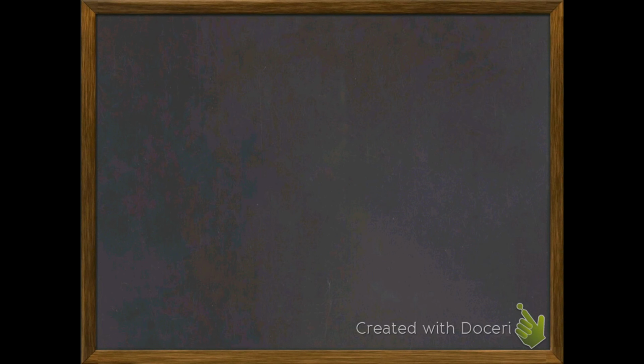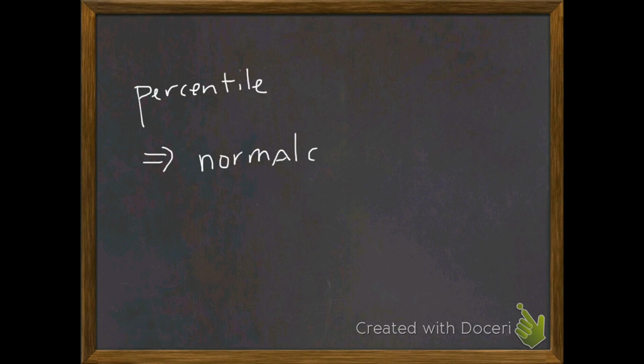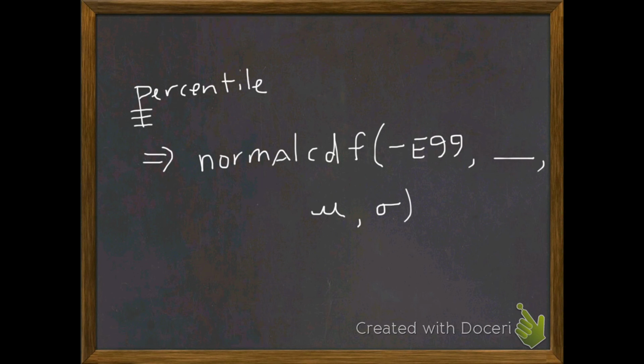So guys, it should be pretty clear. What are we going to do anytime we want percentile ranking? We're going to use normal CDF, our P key. Since percentile ranking is percent below, we know we're going to have negative E99. The next thing will be the score we're trying to find the percentile ranking of, and the mean and the standard deviation.